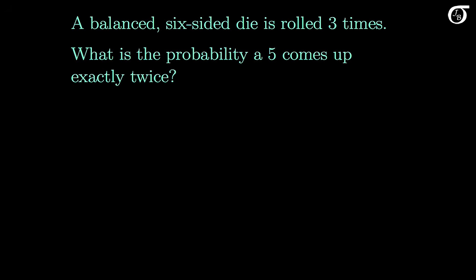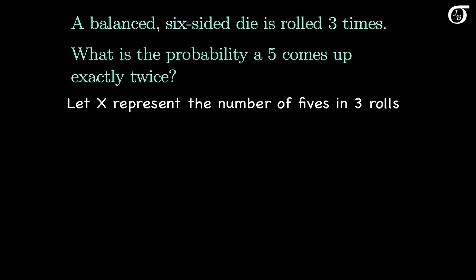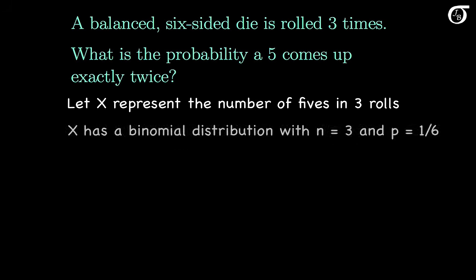So we will define a success as rolling a 5, and a failure as rolling anything but a 5. A failure is simply everything that is not a success. So even though it might not have looked like a binomial to start off, it reduces to 2 outcomes on any individual trial. And if we let x represent the number of 5s in 3 rolls, then x has a binomial distribution with n is 3 and p is 1 over 6.